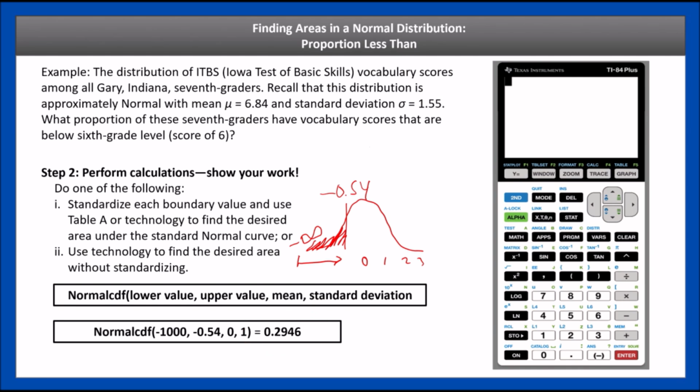So let's show you this on the calculator. We're going to hit second, vars. Then we go down to normal CDF, number 2. Here it types in negative 1 with 99 zeros. You don't have to do that; you could just type in negative 1,000 for the lower. For the upper, you type in negative 0.54. There's your 0 and your 1. And we paste that. In this example, the calculator used negative 1 times 10 to the 99th power, which is a really, really small number. But that's perfectly fine. Negative 1,000 is more than enough, like we said.